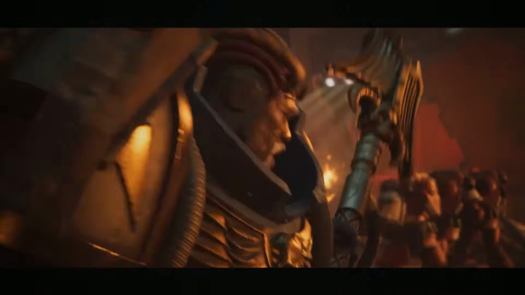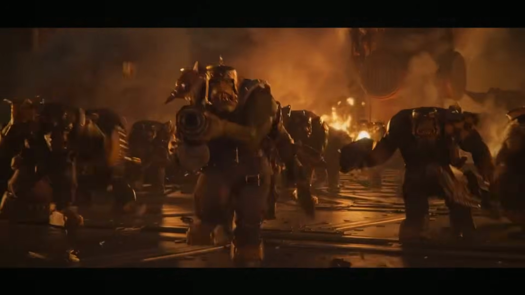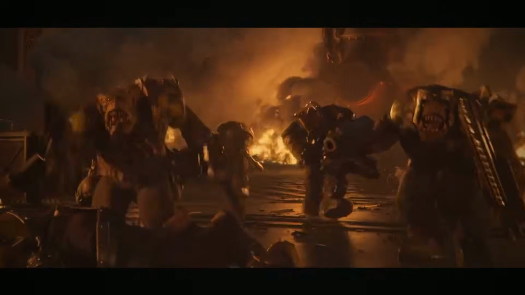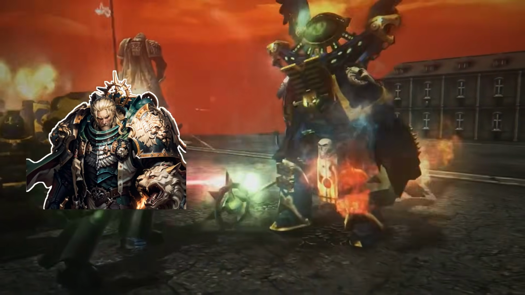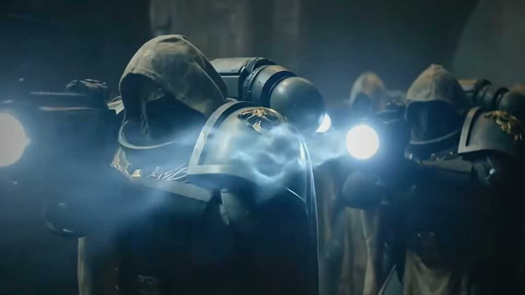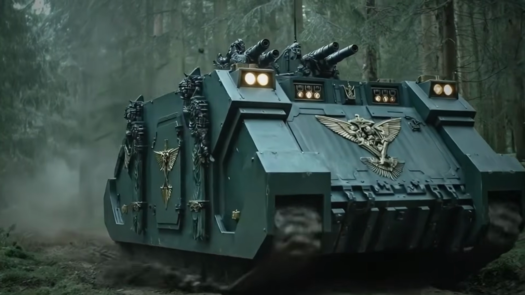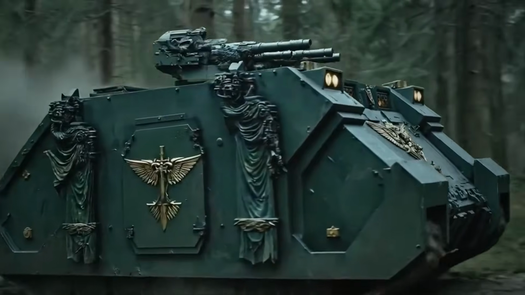Meanwhile, far from the central theaters of war, other loyalist legions remained largely unaware of the full scale of the unfolding tragedy. The Lion, Lion El'Johnson, the stoic and enigmatic Primarch of the Dark Angels, and his legion were engaged in extensive campaigns across the galaxy, battling Xenos threats and suppressing minor rebellions, as was their tradition.